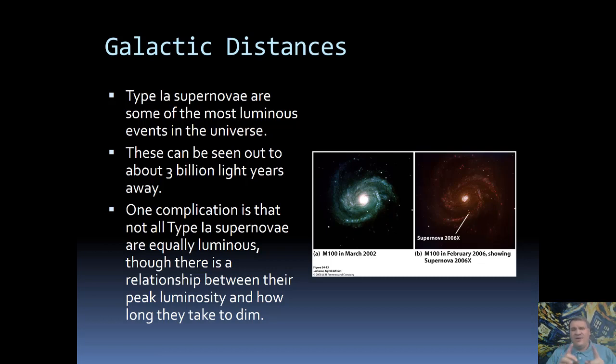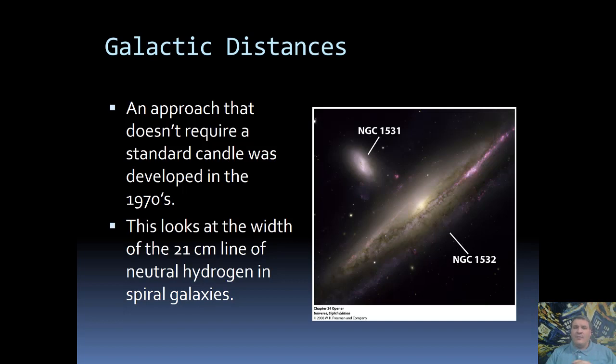However, we have figured out relationships between how long it takes for it to dim and the way it dims, and the peak luminosity, which means we can still figure out the luminosity, although there is still some error in these measurements. Now, one approach that did not use a standard candle was developed in the 1970s. Instead of using a standard candle, this looked at the 21 centimeter radio emission from neutral hydrogen of spiral-type galaxies.